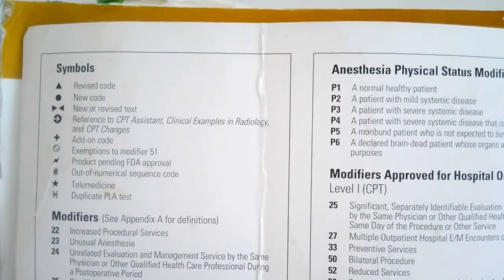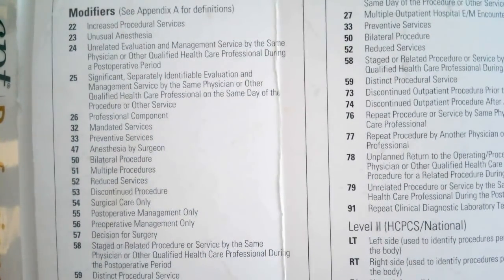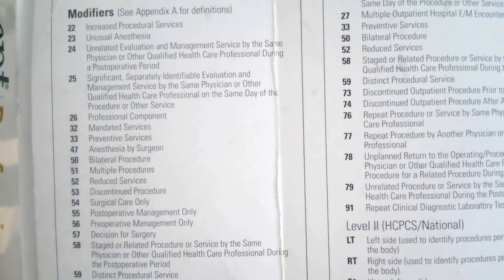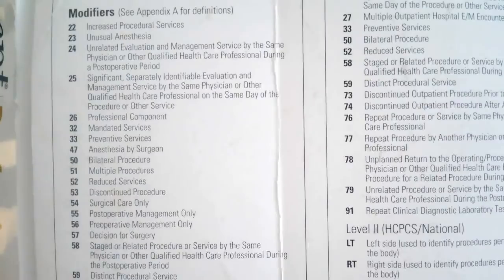And the last symbol, duplicate PLA test. That's proprietary laboratory analysis. This is letting you know that that's a duplicate test. All right, underneath there, still in the inside cover left side, you have modifiers. And notice it says, see Appendix A for the definitions of the modifiers. So this is just a list of the modifiers, but the actual description of the modifier is in Appendix A, which is in the back of your manual.